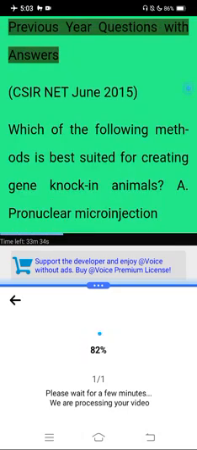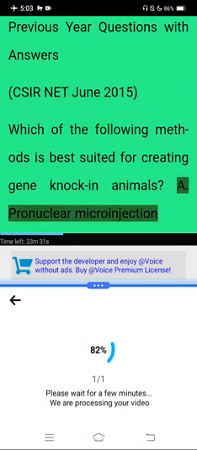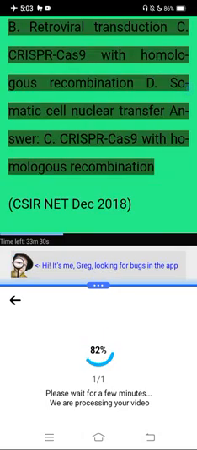Previous year questions with answers. CSIR-NET June 2015. Which of the following methods is best suited for creating gene knock-in animals? A. Pronuclear microinjection. B. Retroviral transduction. C. CRISPR-Cas9 with homologous recombination. D. Somatic cell nuclear transfer. Answer: C. CRISPR-Cas9 with homologous recombination.